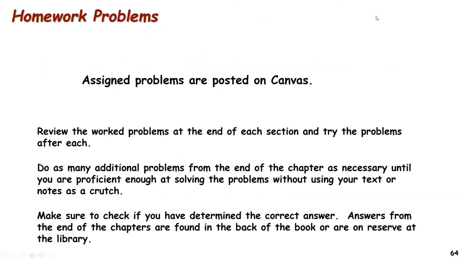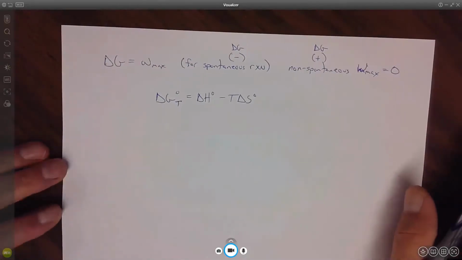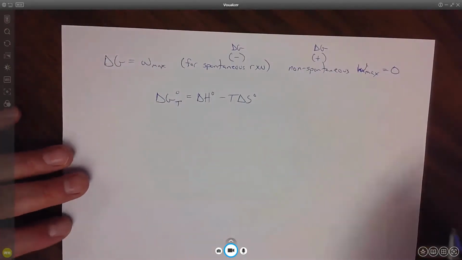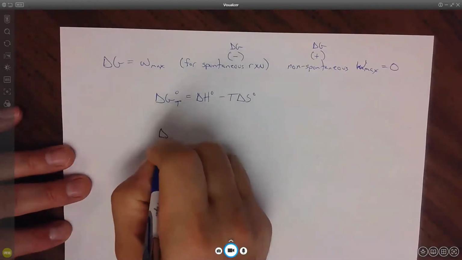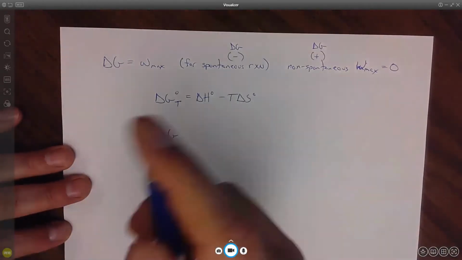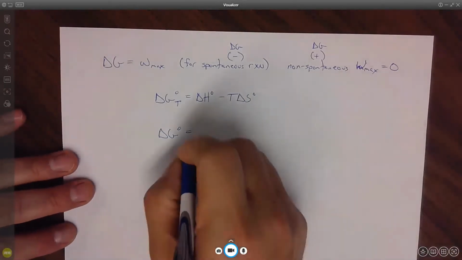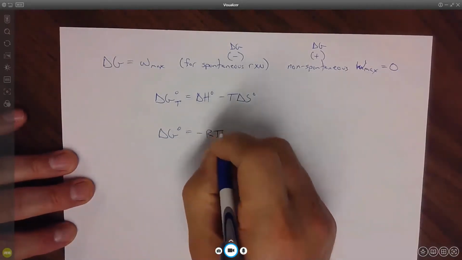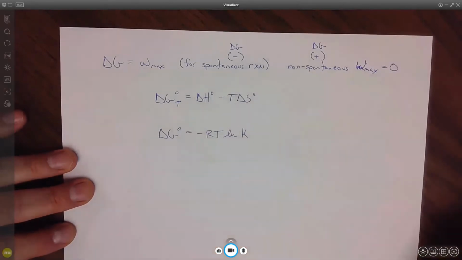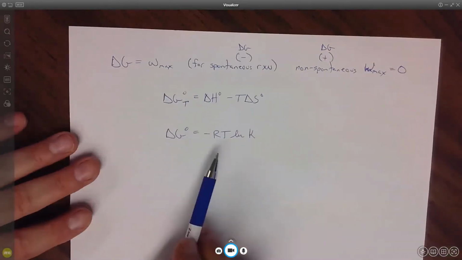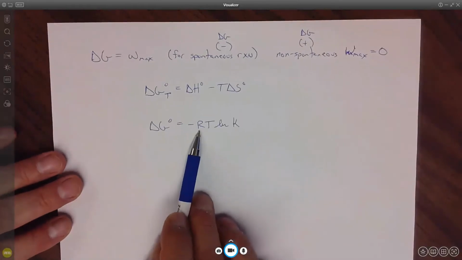That is it for this chapter. I do want to do a couple of problems. The next topic is the relationship between the free energy and the equilibrium constant. So we're going to find out that the change in free energy is equal to negative RT, the ln of K. In this case, what do you think the R value is for this?